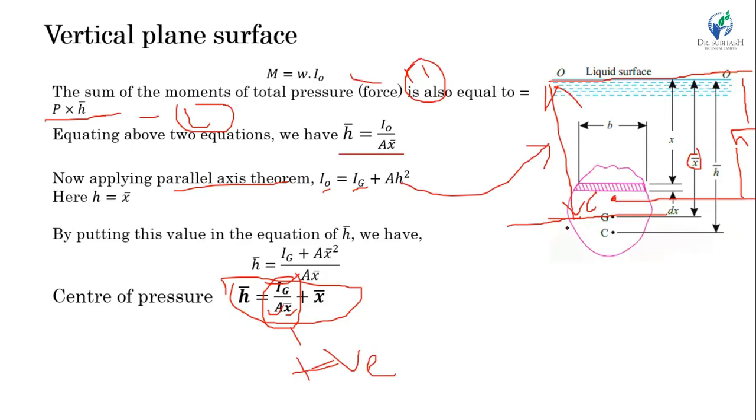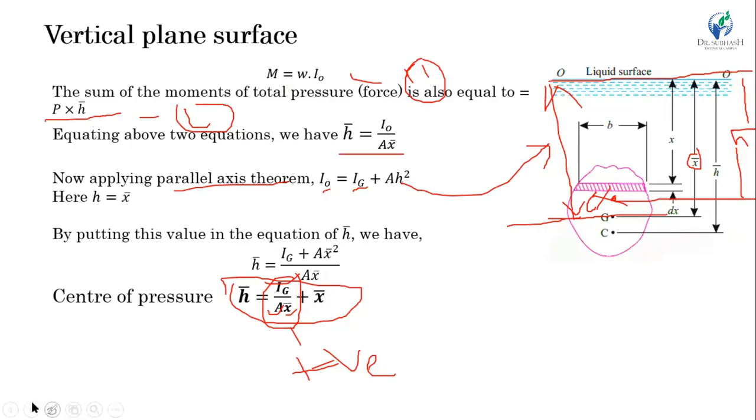And so from these two assumptions, the upper assumption is wrong, and hence we can say the center of pressure is always below the center of gravity for any vertical surface. In this way, we have derived the equation for h bar, the location of the center of pressure. h bar is the height from the free surface of liquid. So this is the total pressure and center of pressure on vertical plane surfaces.